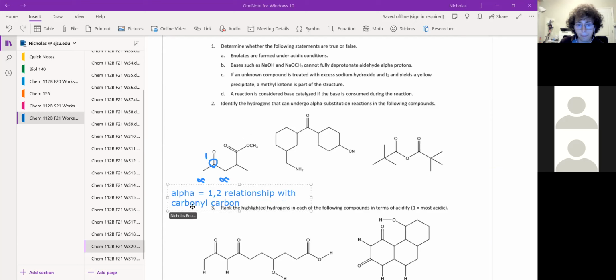So there's 3 of them on the carbon on the left here. And then there's 2 on this one. And then we have an ester, and this spot is alpha to it, so this hydrogen is also 1. So in total, there were 6 alpha hydrogens that could do reactions in this structure.